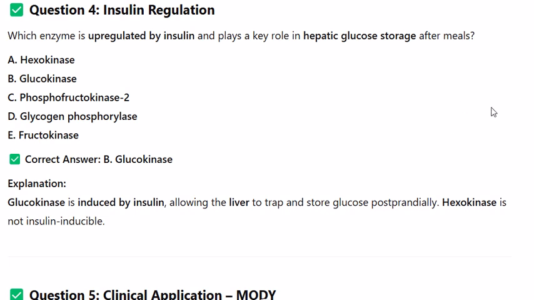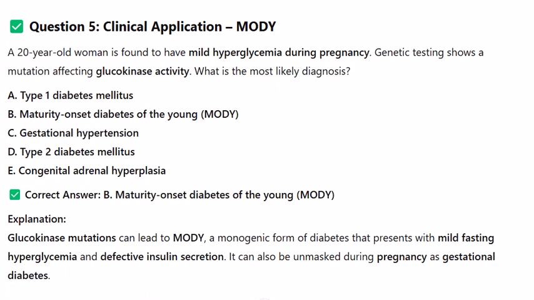Question 5. Clinical application. MODY. A 20-year-old woman is found to have mild hyperglycemia during pregnancy. Genetic testing shows a mutation affecting glucokinase activity. What is the most likely diagnosis? A. Type 1 diabetes mellitus. B. Maturity-onset diabetes of the young, MODY. C. Gestational hypertension. D. Type 2 diabetes mellitus. E. Congenital adrenal hyperplasia. Correct answer, B. Maturity-onset diabetes of the young.